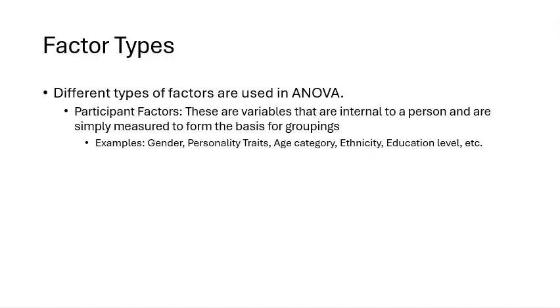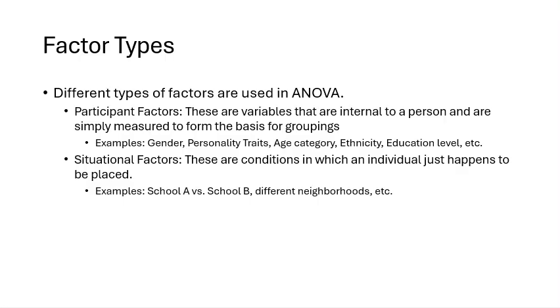You've probably noticed that we have some factors that are participant factors, or variables that are internal to a person, just measured to form the basis of groupings like gender, personality traits, age category, ethnicity, etc. Some are situational factors, or conditions in which an individual just happens to be placed, like school A versus school B or different neighborhoods.